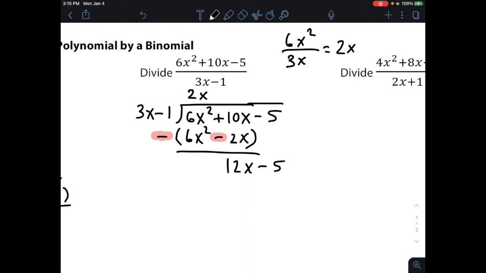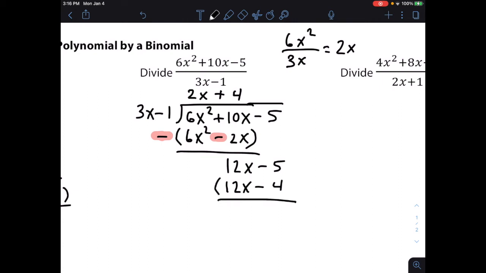So we take the 3x and we say, well, what's 12x divided by 3x? Or what do we have to do to turn 3x into 12x? Well, we simply have to multiply by a positive 4. So we then multiply the 4 times the 3x minus 1, we get 12x. And then 4 times negative 1 is negative 4.